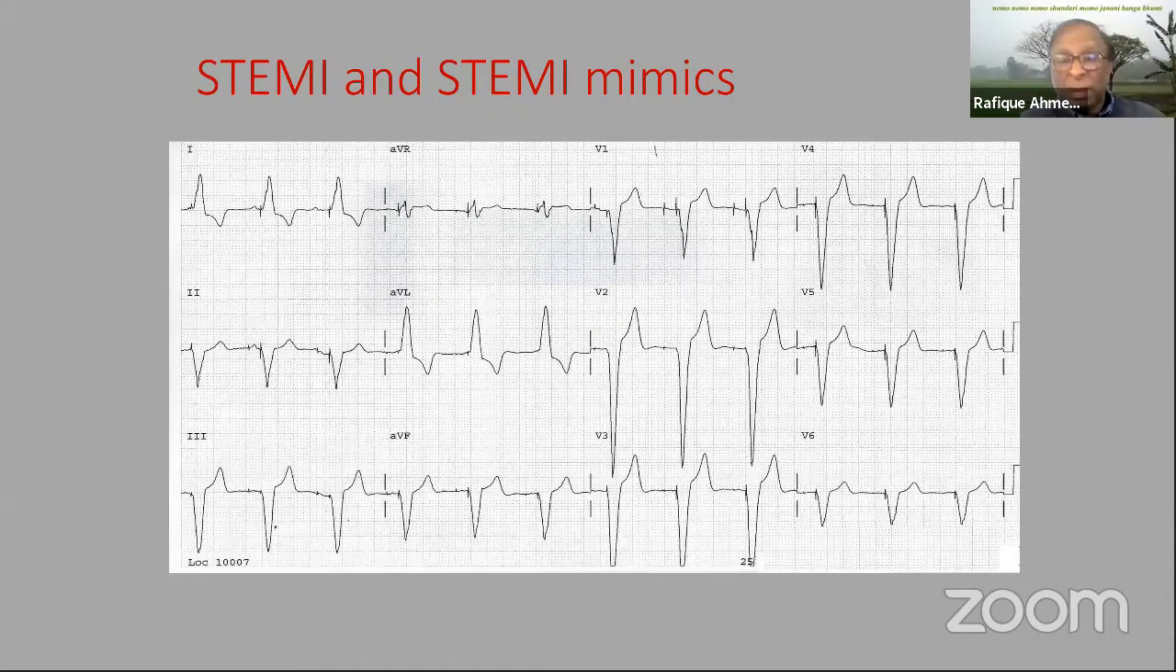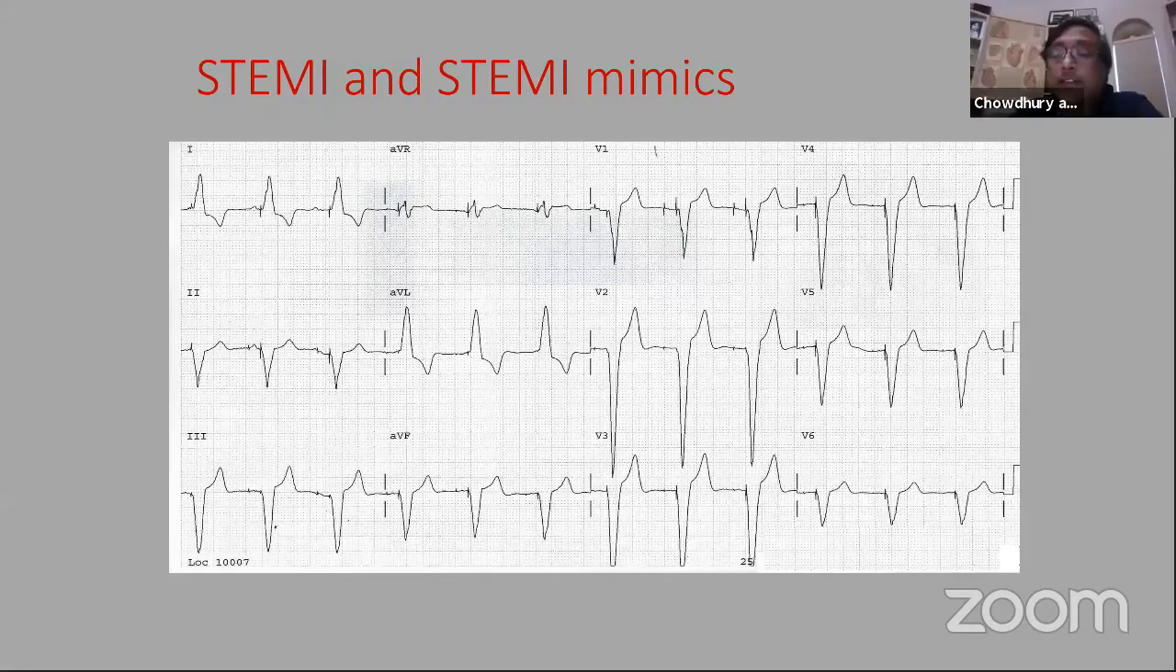No. I mean, it's a pacemaker ECG. It's tough to interpret this. In left bundle branch block, we have standard criteria, but with a pacemaker, you don't know where the lead is. And even in a paced ECG, if you change the rate, sometimes you'll see the ST segment changes. So you cannot interpret this ECG.